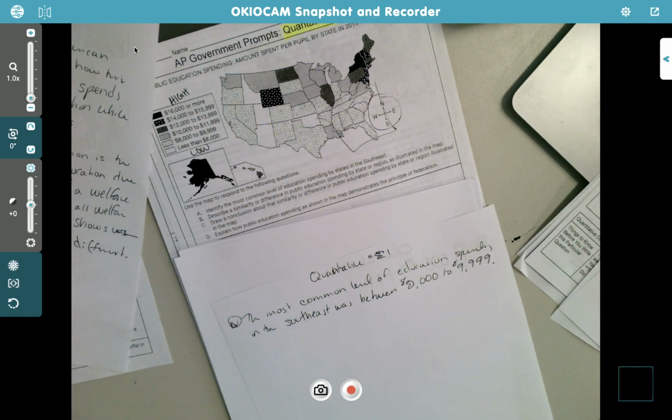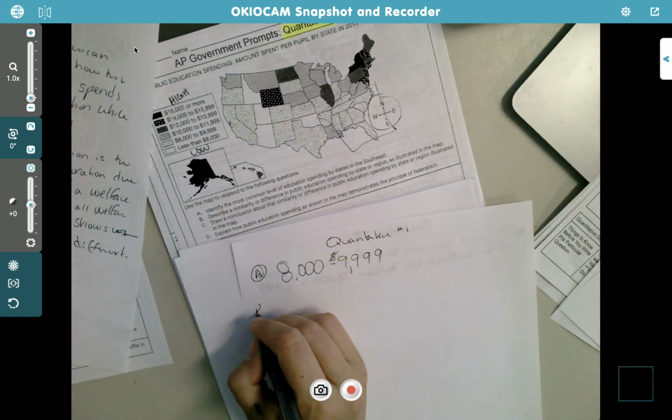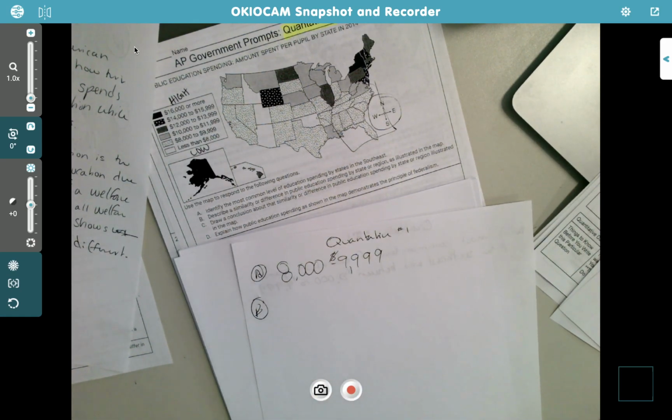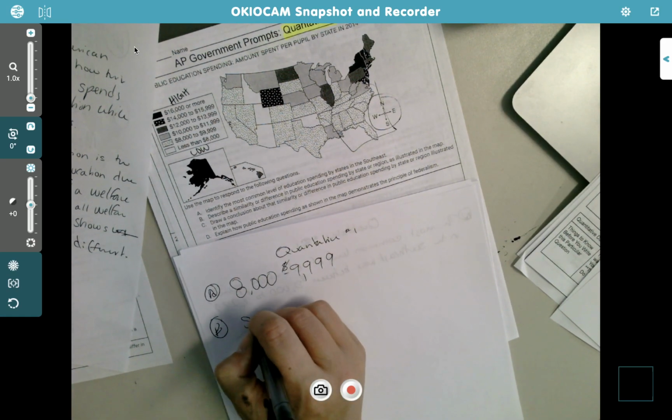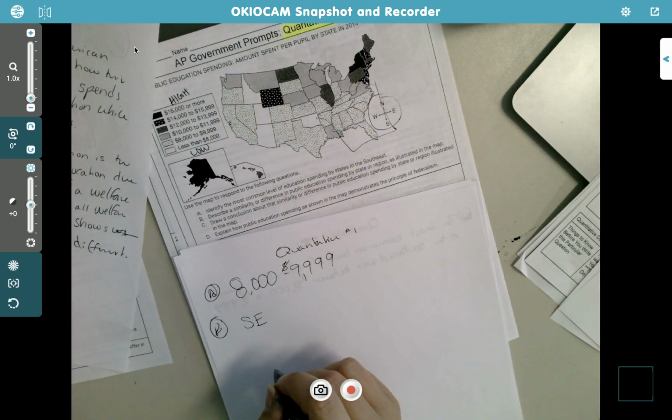Do we like quantitative? Isn't it nice? It's progressive. It always starts easy and gets harder. Here we go. B, identify a similarity or difference in public education spending by state or region as illustrated on the map. All right, where do we want to look? The faster you move, the faster I get things down on the paper and the less you have to do at home. Ash, what do you want to look at? Southeast and the Southwest, they basically have the same budget.